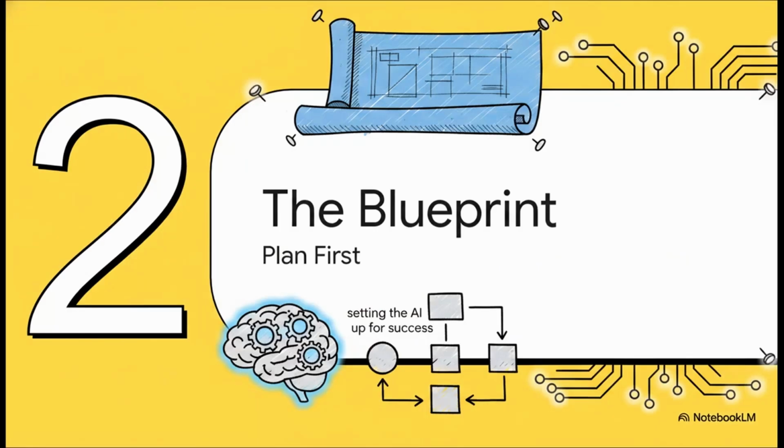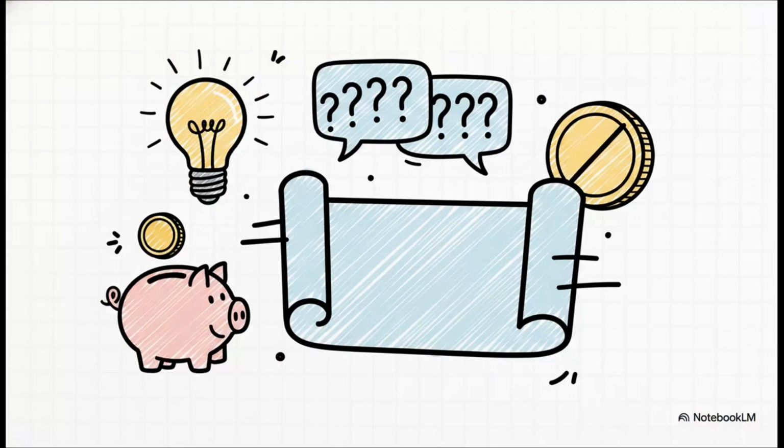Section 2. The blueprint. Setting the AI up for success. Okay, this next part is absolutely crucial if you want to save your time and, well, your money. Base 44 uses a credit system, right? You only get 5 message credits a day on the free tier. If you go in firing off vague ideas, you're going to burn through those credits instantly.